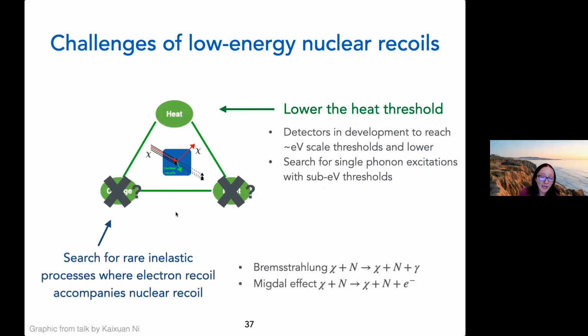Another approach at the same time is to say, right, we don't have charge or light very often, but on the rare occasions we do, then that could bring it above our current thresholds, and we should search for those rare processes. And indeed, there's a couple of rare inelastic processes that have been identified. One is just bremsstrahlung. So when you scatter off the nucleus, it can radiate off a photon. And another is the Migdal effect, which is the close analog, but instead of radiating the photon, you just excite an electron.